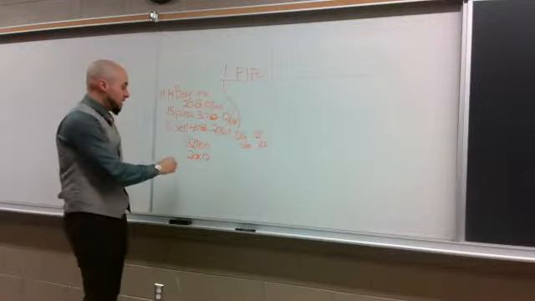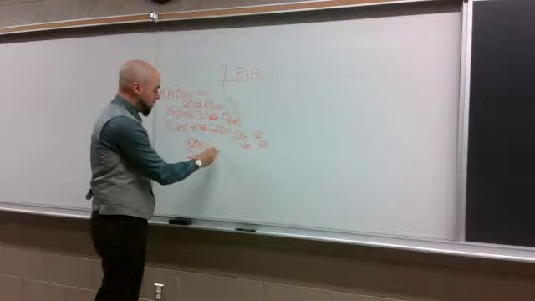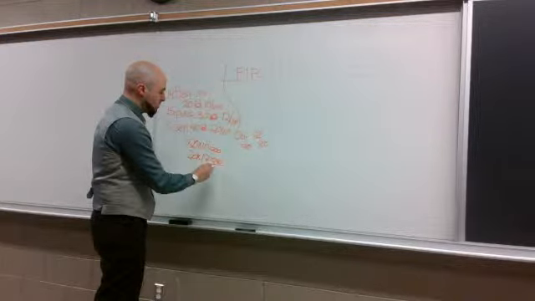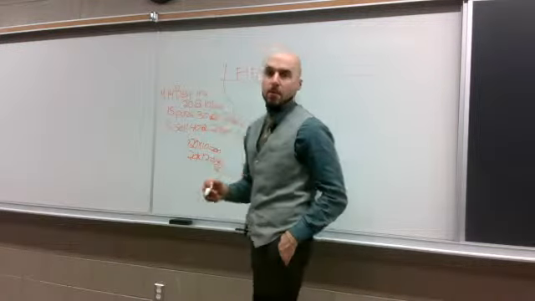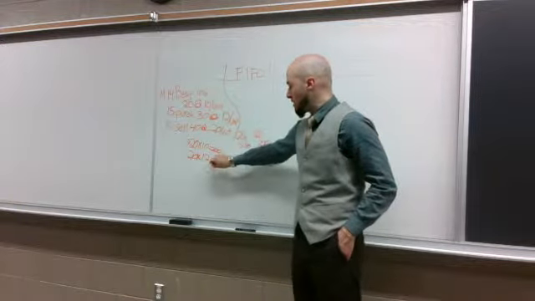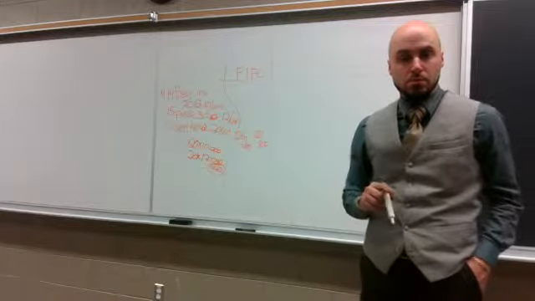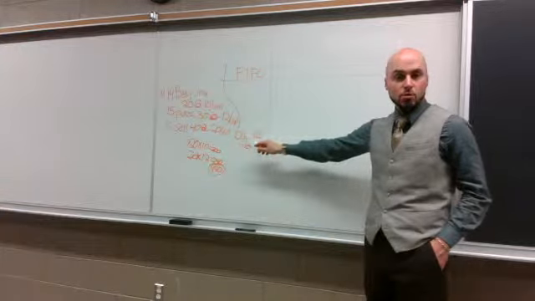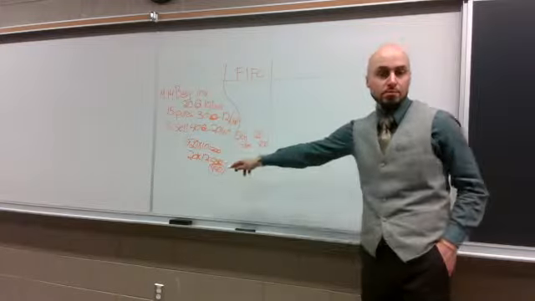20 times 10, 200. 20 times 12, 240. What is the total cost? 440. This is our total cost using the FIFO system. Cost of the goods that we sold. This is our sales amount, our revenue. And this is our cost of that revenue.